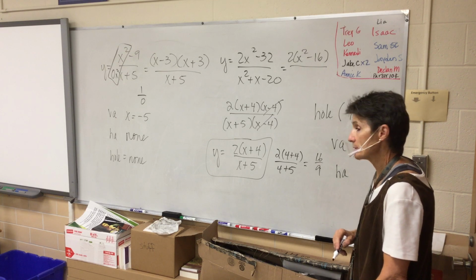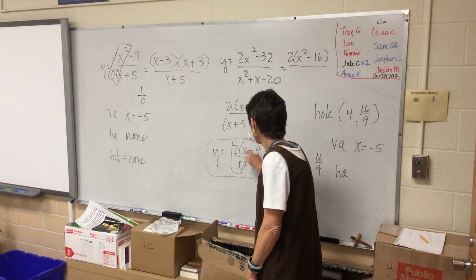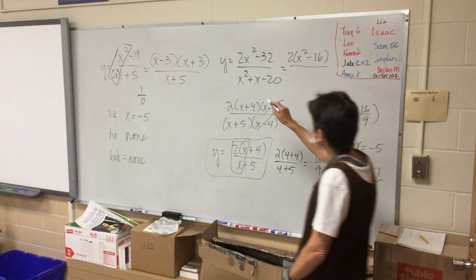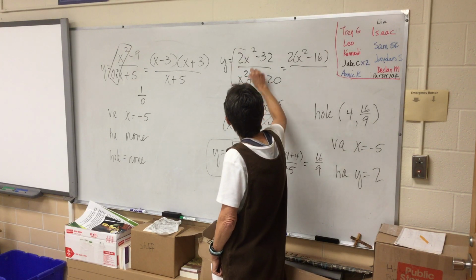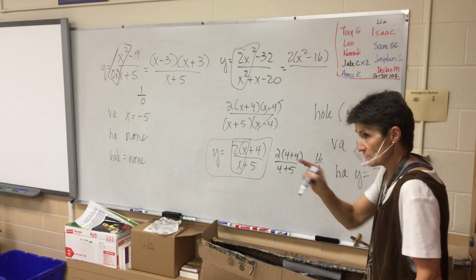Is there a horizontal asymptote? Now remember, that's when you box it in. It'd be 2. Y equals 2. And you could actually tell that from the beginning if you wanted to. 2x squared over x squared.